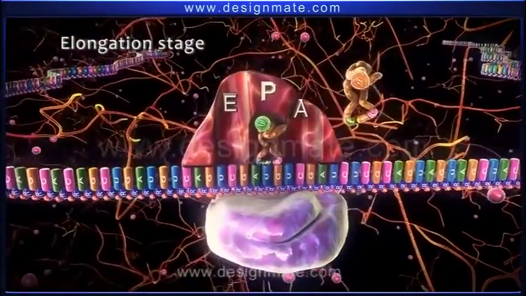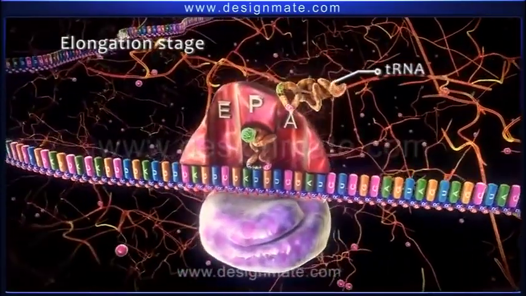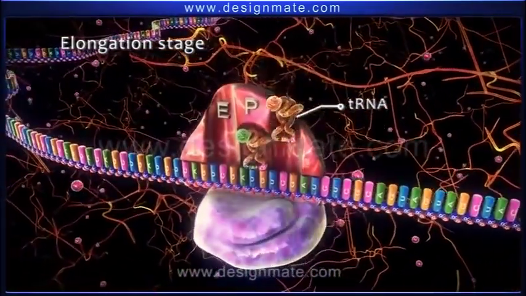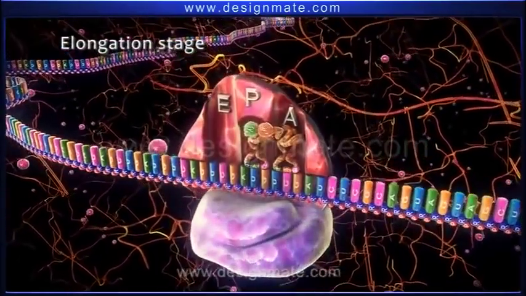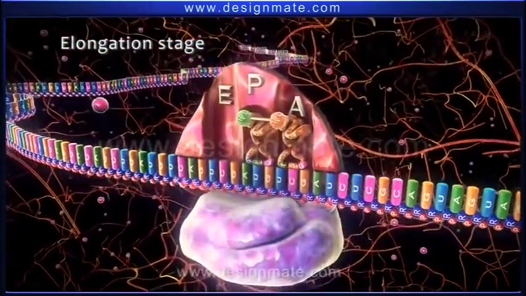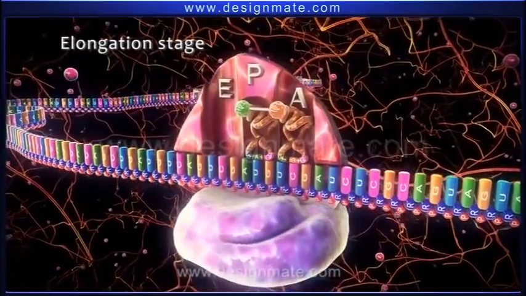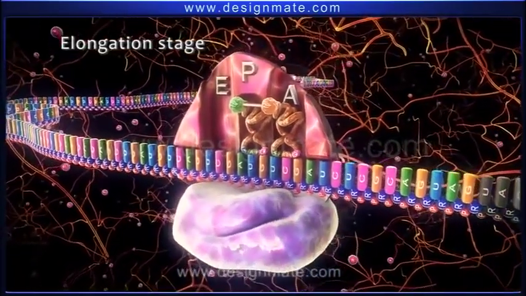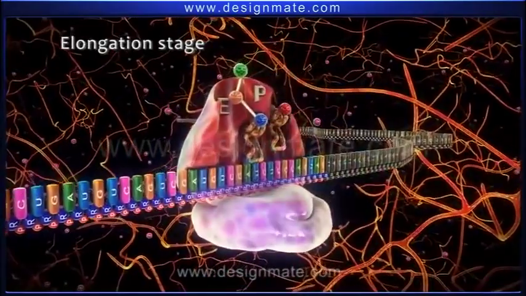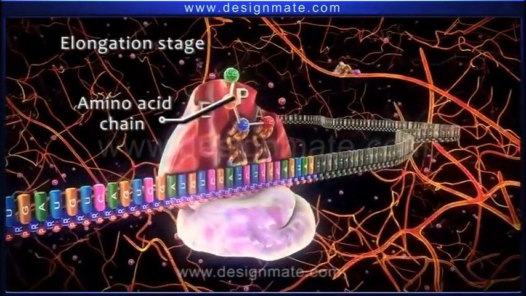In this stage, the incoming amino acyl tRNA fits in the A site. Then a bond is formed between methionine and the amino acid molecule on the tRNA. The process is repeated until a chain of amino acid molecules is formed.